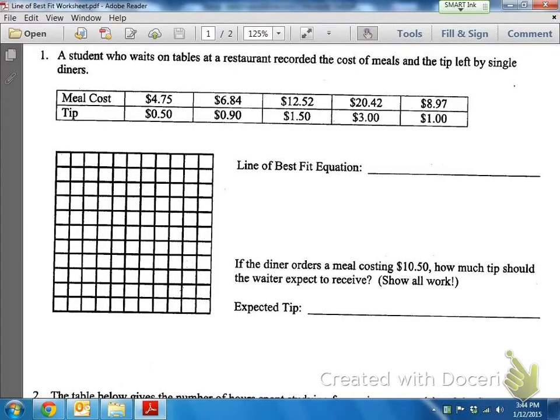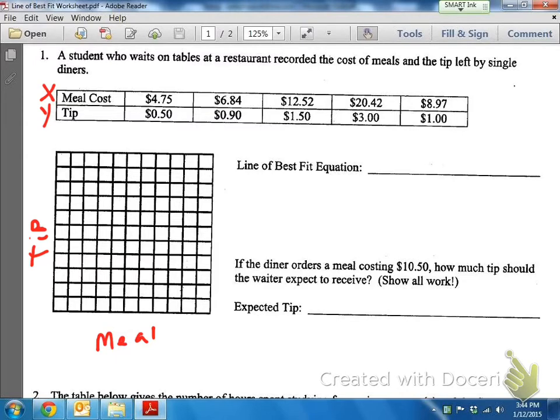Okay, so we have meal cost and tip. Again, meal cost is up there, so I'm going to call that X and tip will be Y. So we'll say that meal cost is down here, and we'll say tip is right here. Tip. Okay, so there's meal cost and tip.